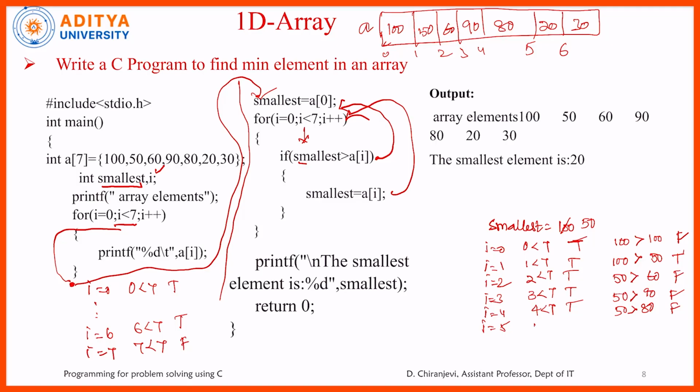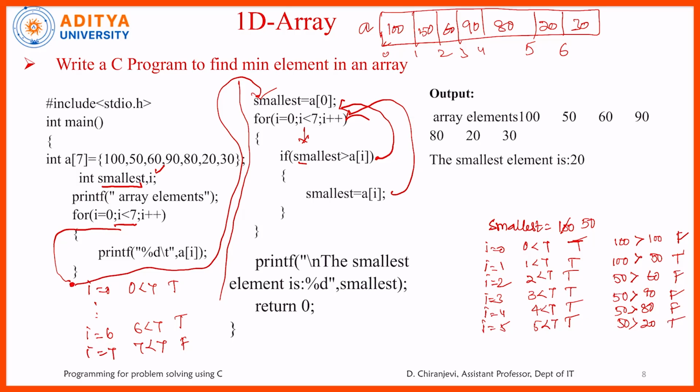I value is 5, and 5 less than 7 is true. If this is true, again you take the smallest value, 50, and check whether it is greater than a of I, where I value is 5. A of 5 value is 20. 50 greater than 20, now 50 is greater than 20, true.